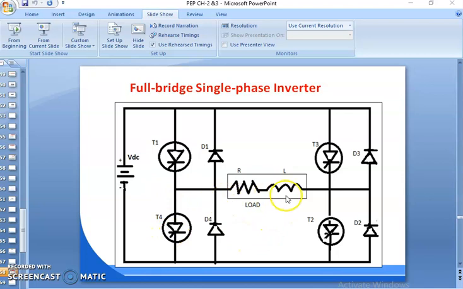Then the load is connected here, a series combination of resistor R with an inductor L treated as the load. The load is connected across the thyristors along with the diodes. Then VDC is the input voltage or supply voltage or source voltage, that is DC in nature, that will be given to the circuit.